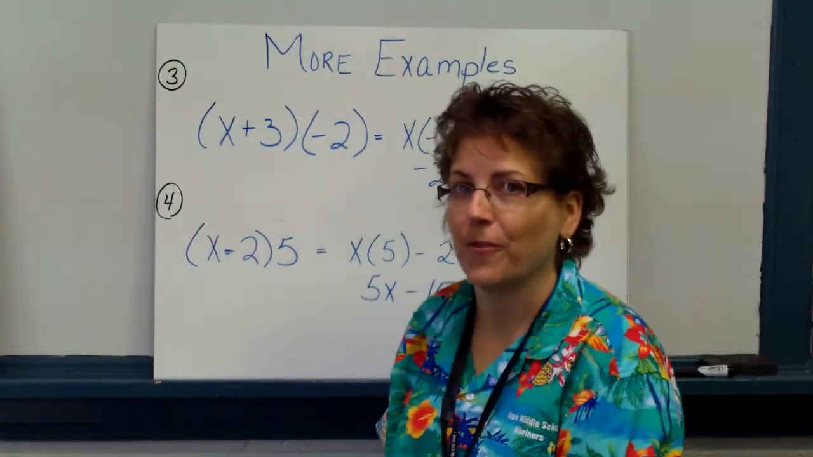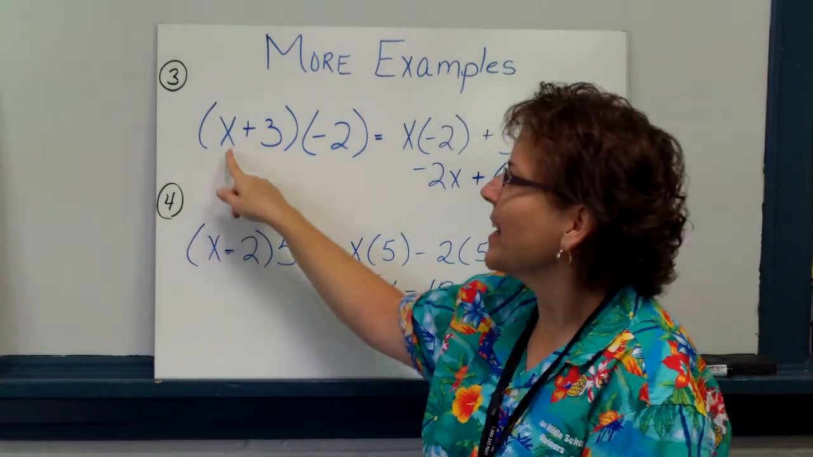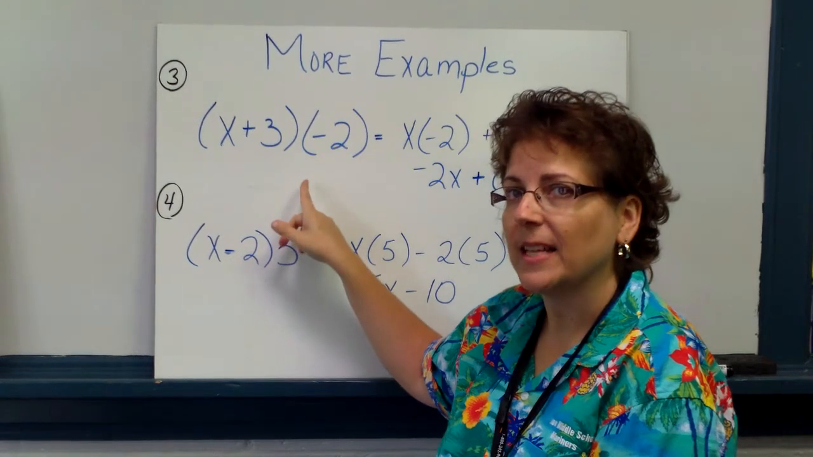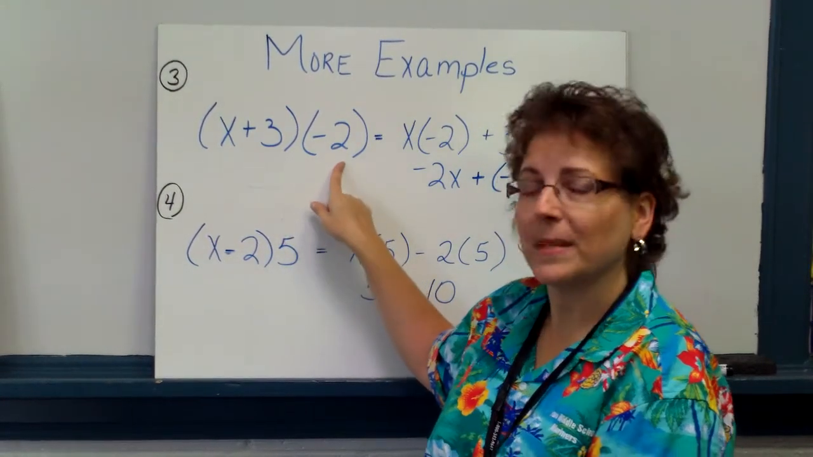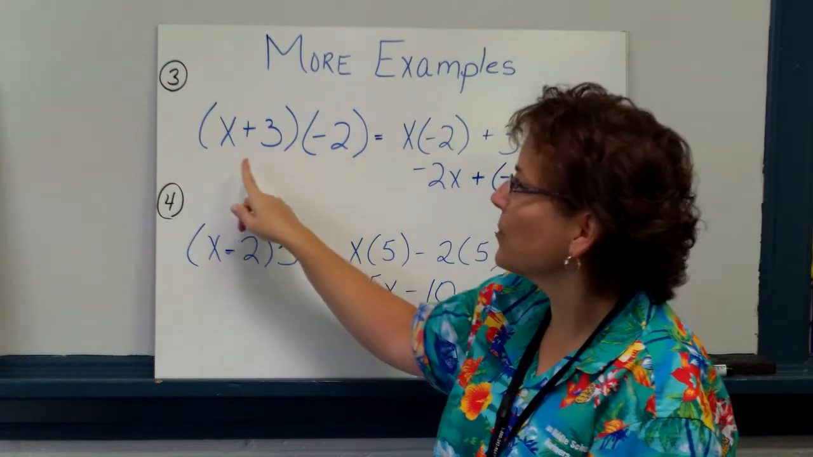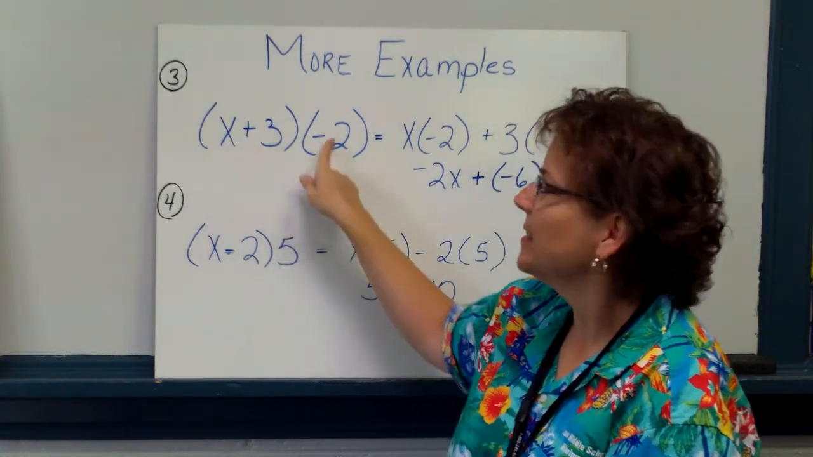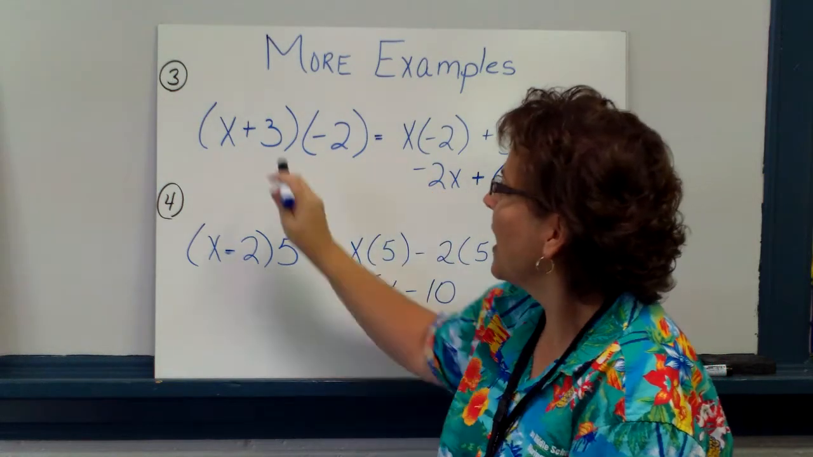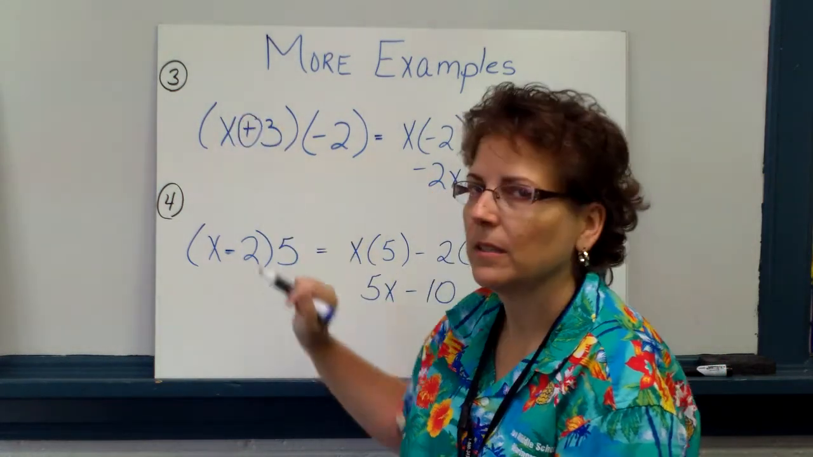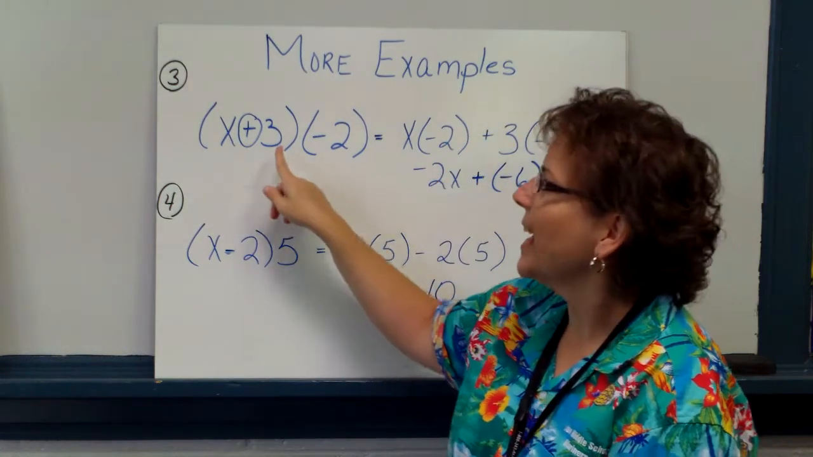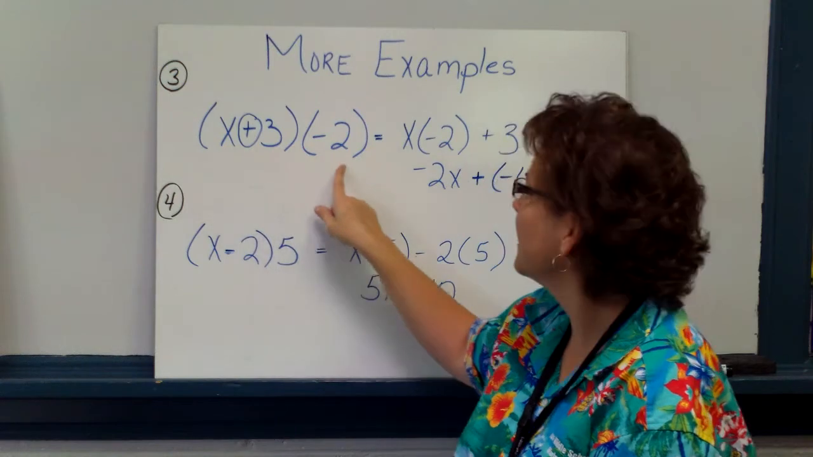Here are two more examples for you. Number 3, we've got x plus 3 in the parentheses and the 2 outside of the parentheses. Excuse me, it's a -2. We got to pay attention to those negatives. So first we're going to have the x times the -2, and here it is. We have a plus sign right here, so we're going to have a plus sign over here, and then we're going to have the 3 times the -2.